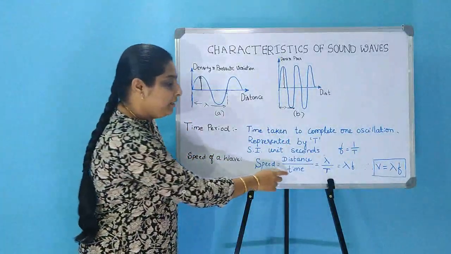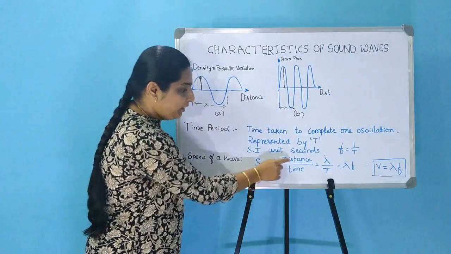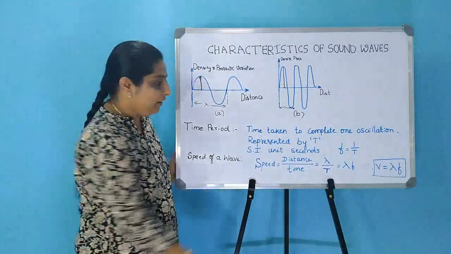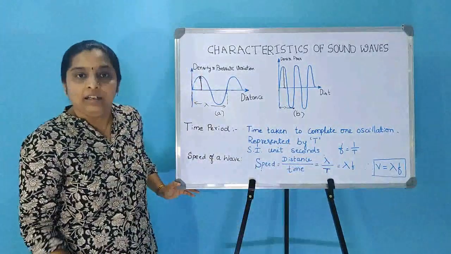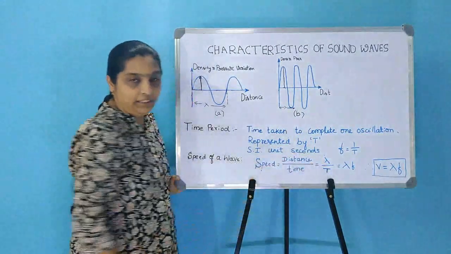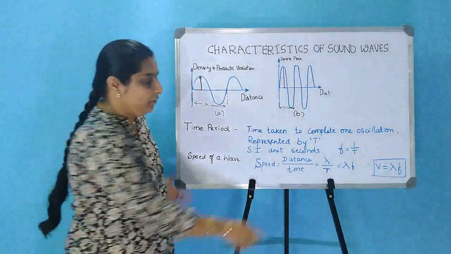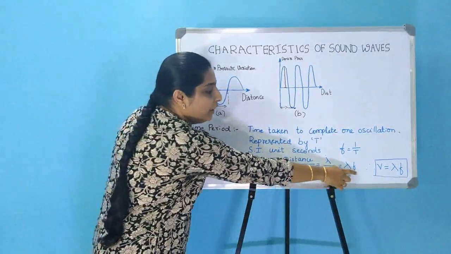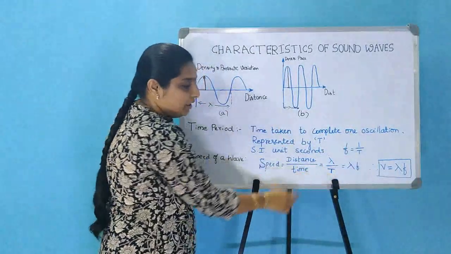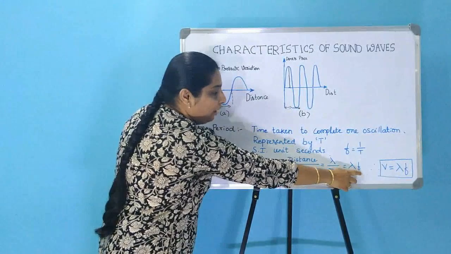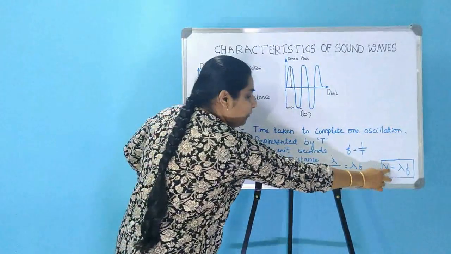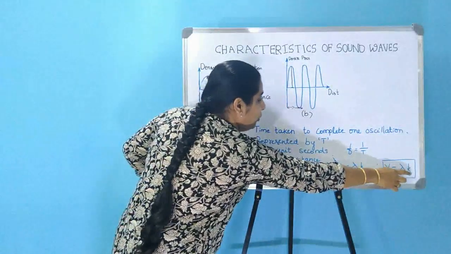So for speed, distance travelled is represented by lambda, which is nothing but the wavelength, and capital T, which is nothing but the time period. So speed of a sound wave is nothing but lambda over capital T. But we already know that 1 by T is nothing but the frequency of the wave. So if we substitute this value in this equation, then it will become lambda into f. So our final equation is speed of the wave is equal to lambda into f.